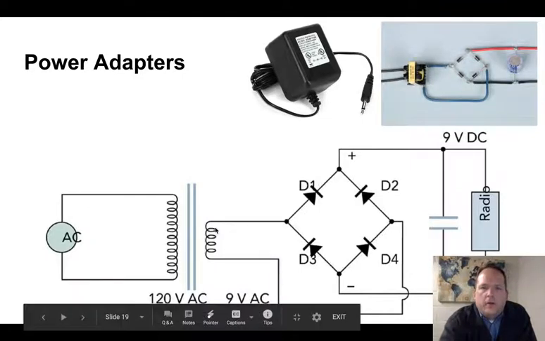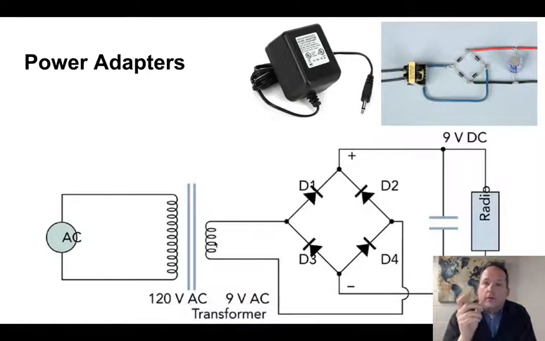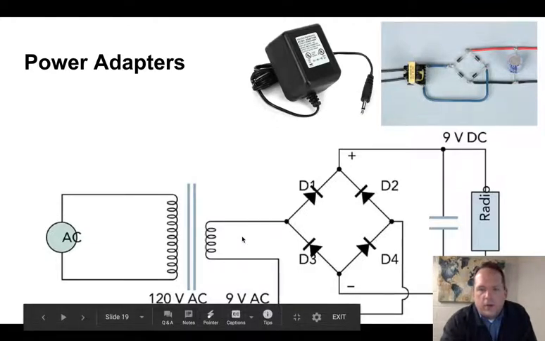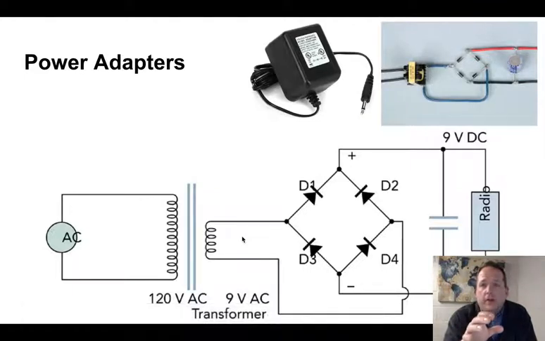On the other side of my transformer, I have coils as well, but there are fewer of them, so I'm going to be stepping down the voltage. And the transformer is the device that takes the 120 volts and steps it down to 9 volts. But it's still AC over here. It's still changing direction because a transformer doesn't do anything to change AC into DC.